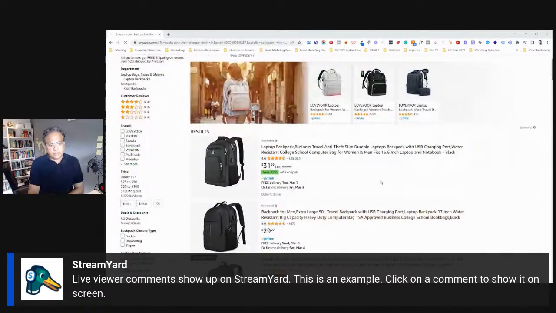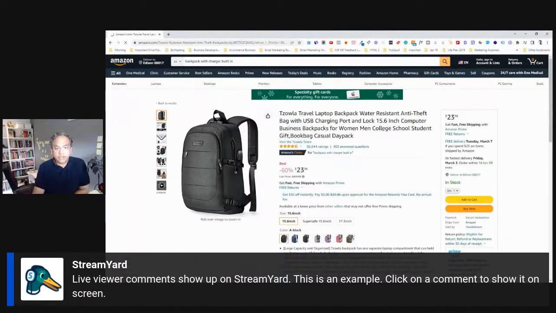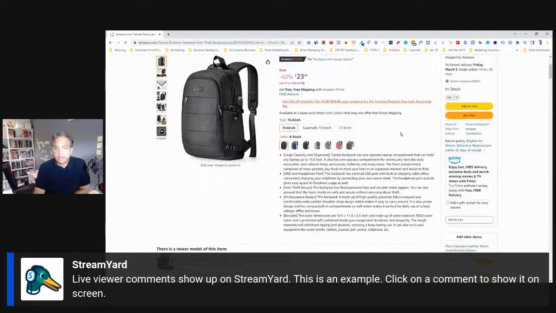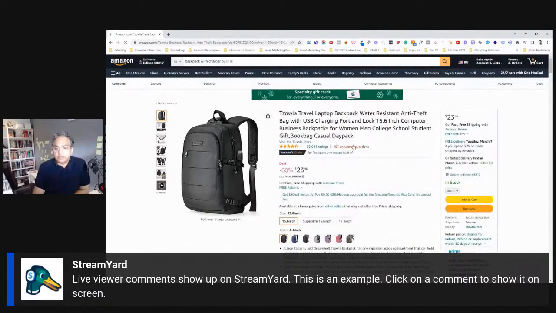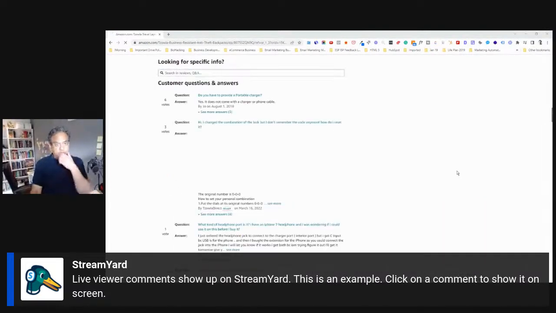Okay, let's take a look. It has a USB charging port and lock fittings for the computer. Lifestyle bag. Now let's start taking a look at this bag. Let's look at the comments first. Actually, let's look at the questions, because that's one of the most important factors when it comes to answering these questions. We have the content that we are going to produce. So let's take a look.